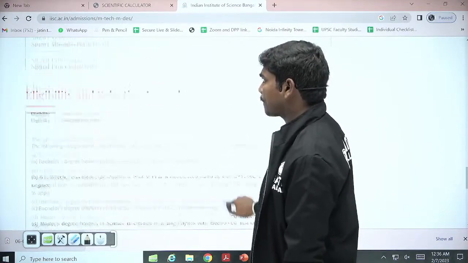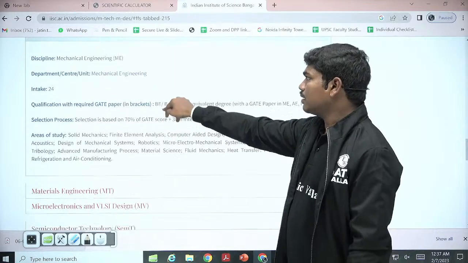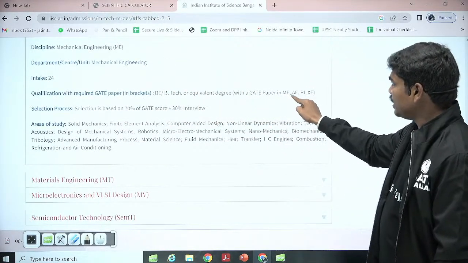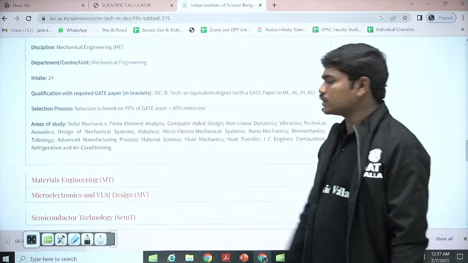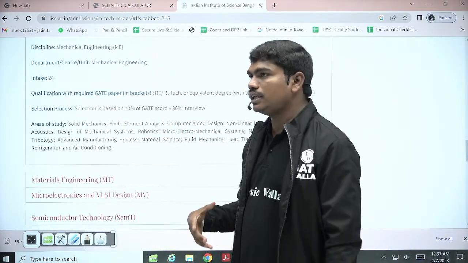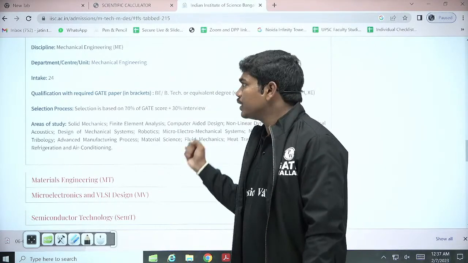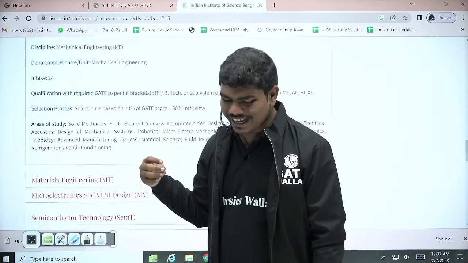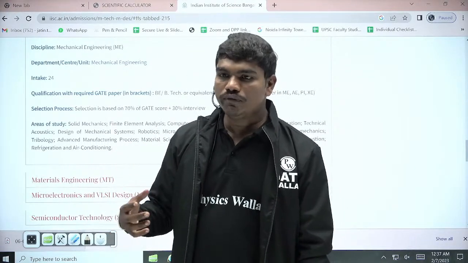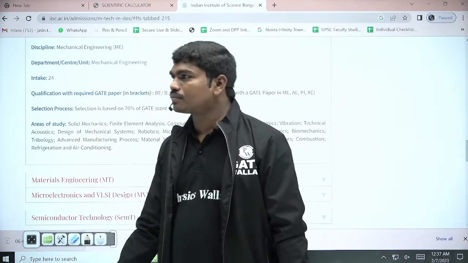Now if you see mechanical engineering, 24 is the intake. Basically you have to do mechanical, GATE paper in ME, aerospace, PI or XC. So 70% is the cutoff and 30% is the interview. Clear? That's how all these cutoffs are present. That's why you have to always give XC your best. Definitely you will get an MTech admission at some IIT. Within 1 year you will complete your coursework, and in the second year you will have a placement. That's it. Fine.